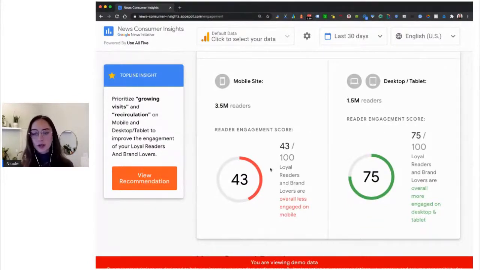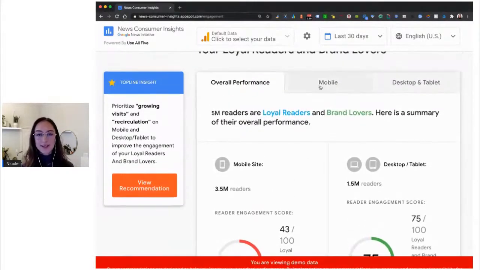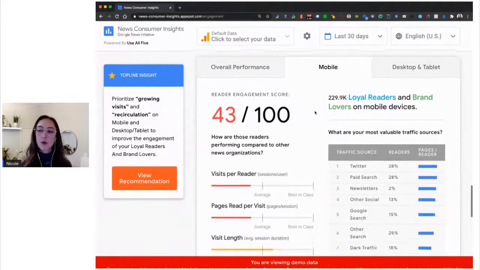And so what it's showing us is that we have a reader engagement score of 43 on mobile, and then we have a reader engagement score of 75 on desktop. And so what we're showing is that they're a little less engaged on your mobile platform. If we want to do a deep dive to better understand why exactly that might be happening, we'll click here on mobile and we'll scroll down.